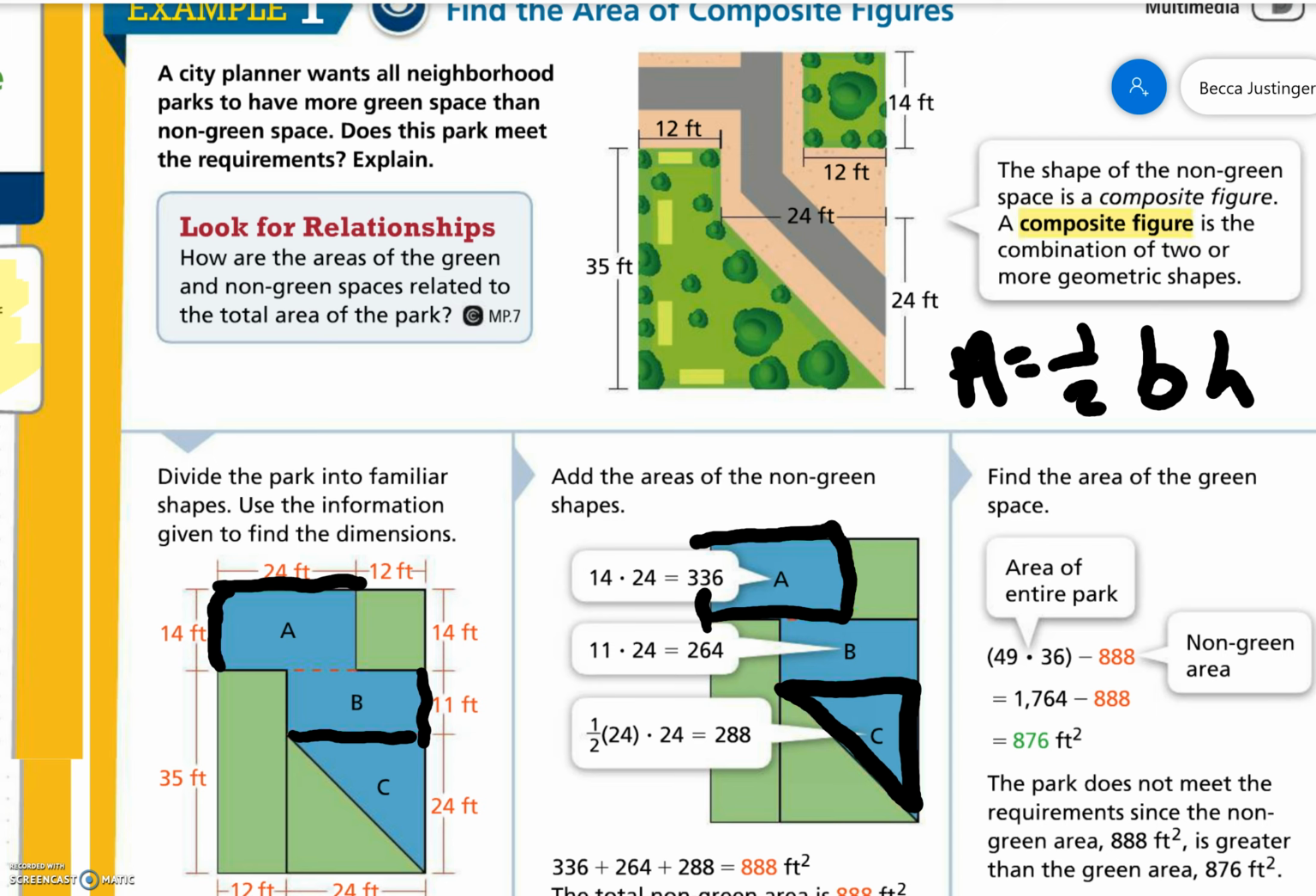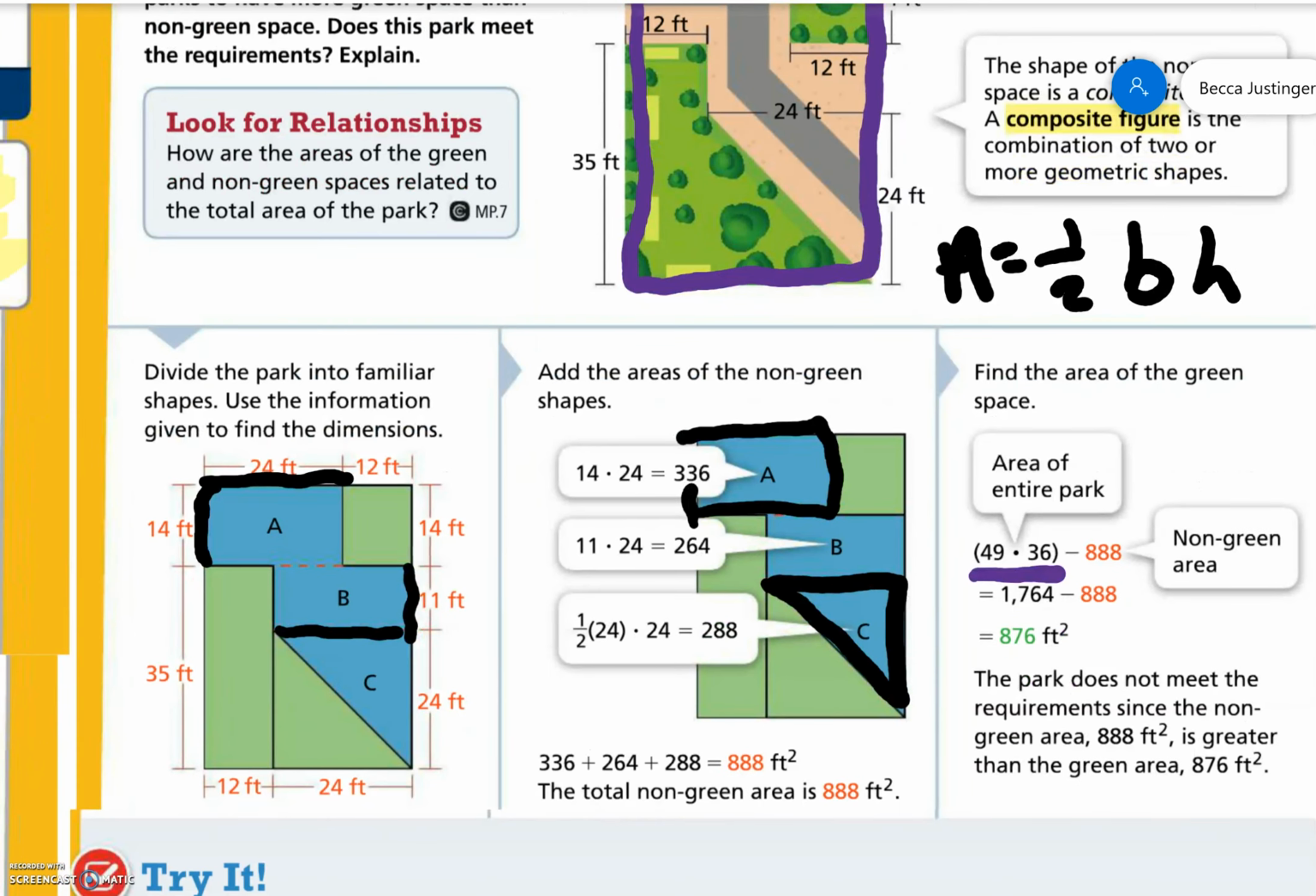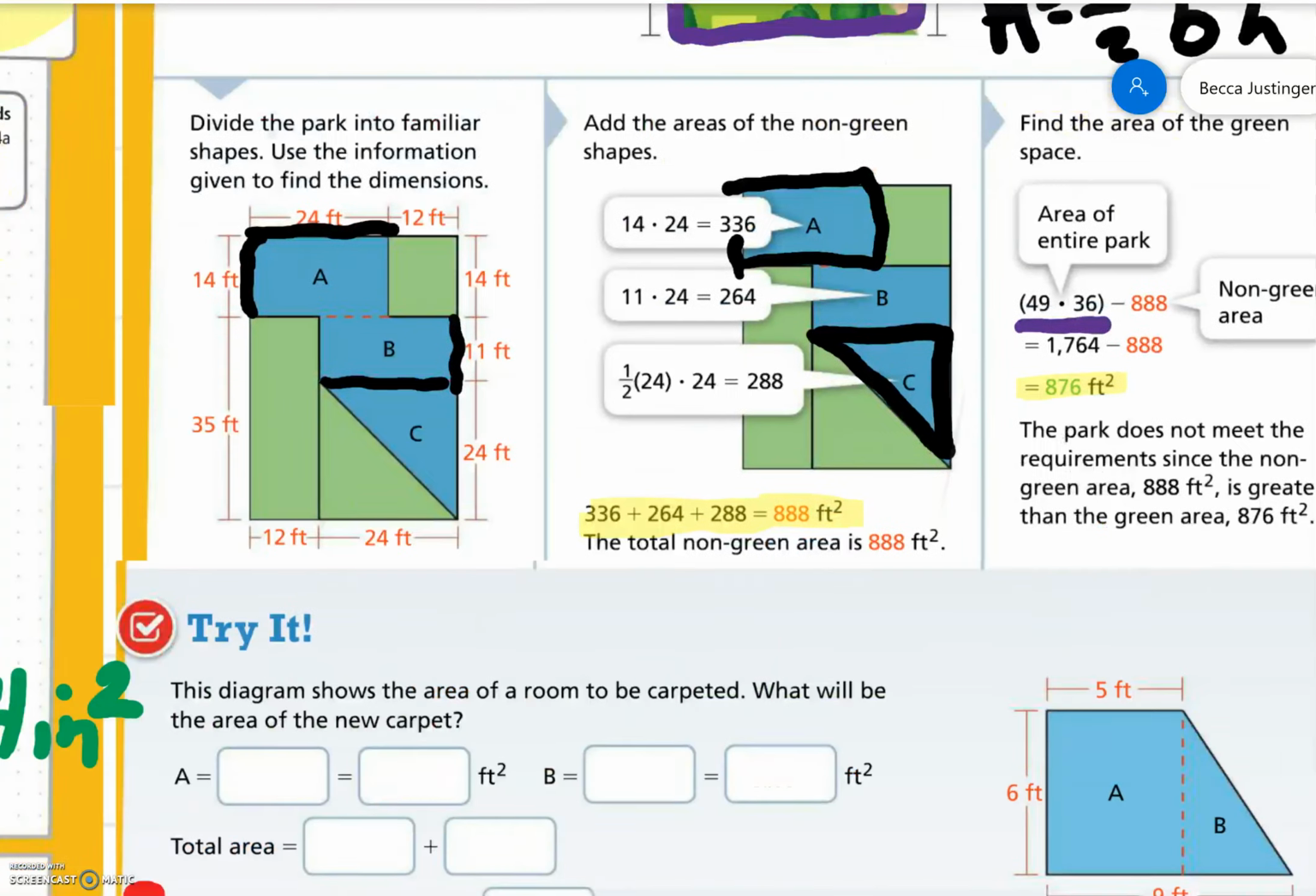Then they found the area of the entire park. So the entire park is 49 times 36. Then they subtract the area of the non-green part. The non-green part, they added all the 3 together to get the whole amount that's non-green, and they get 876. So 876 feet squared is how much is green. 888 feet squared is how much is non-green. It does not meet the requirements since the non-green area is greater than the green area.